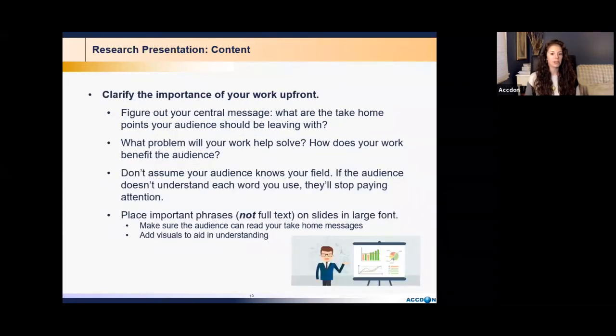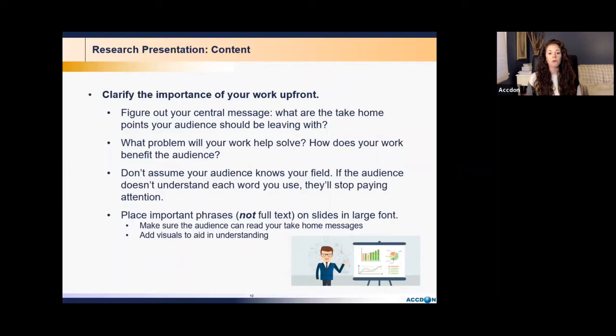Another important component is to clarify the importance of your work up front. And this is something that's pretty similar when you talk about proposals as well as manuscripts, but for a talk, you really want to have a central message. And a good way to start thinking about this are a few questions. The first one is, what are the take-home points that you want your audience to be leaving with? What is the main message that you want to instill upon them?